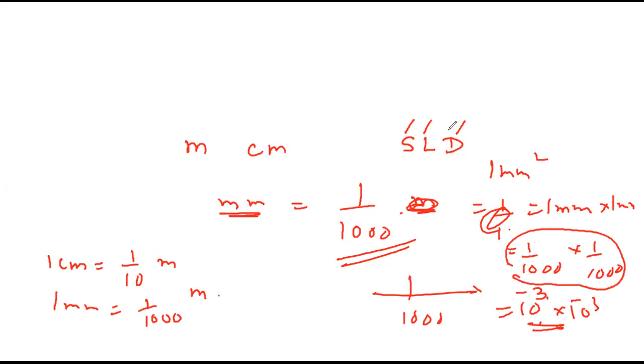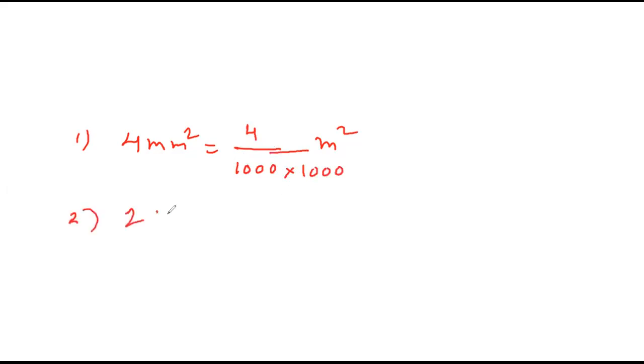Yes, sir. I'm writing something, you tell me in meter what it will be. 4 millimeter square is how many meters square? 4 upon 1000 into 1000. Okay. 2 centimeter square is how many meters square? 2 upon 100 into 100. Okay. Centimeter to meter, we divide by 100, not 10.